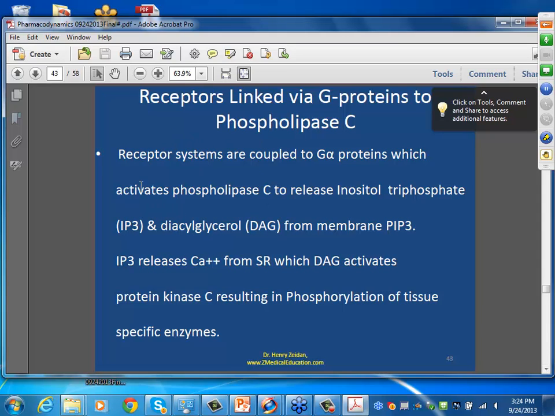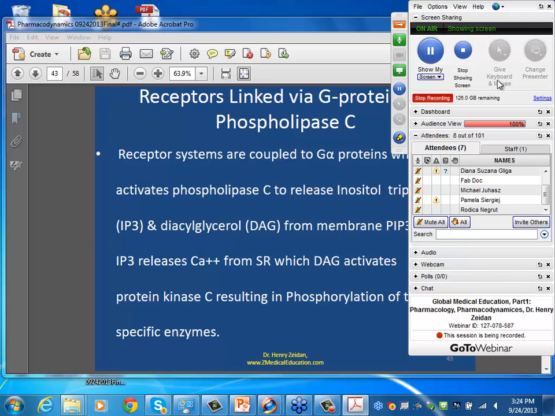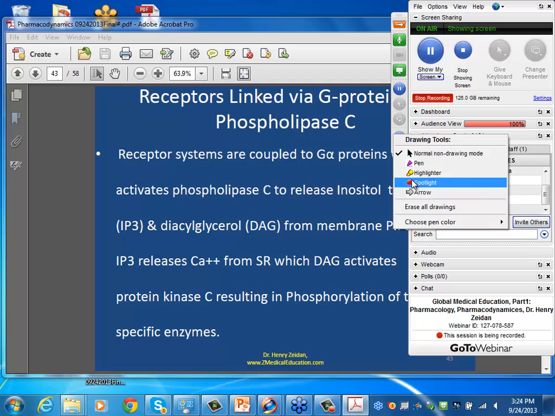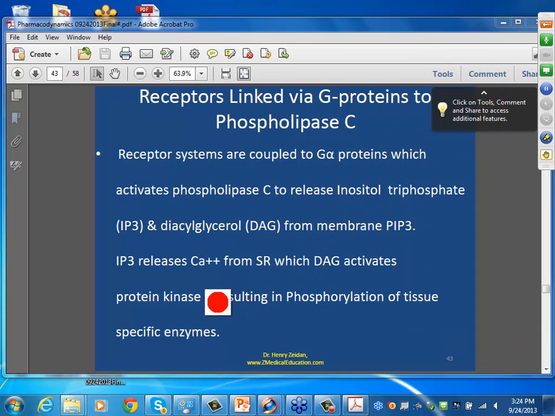This is the story here. Receptor systems are coupled with G-alpha protein, and you have inositol triphosphate, and all the story that I mentioned in terms of phosphorus. So again, pay attention to protein kinase C versus protein kinase A. Once you see A, you're referring to adenyl cyclase. Once you see C, you're referring to phospholipase.